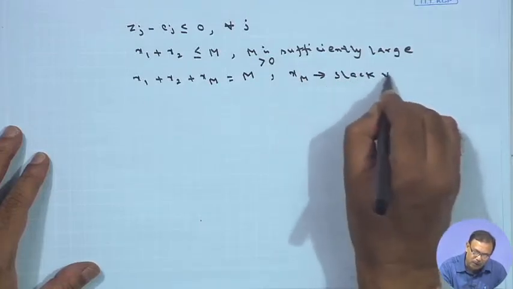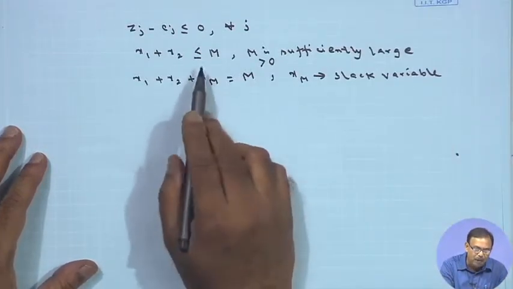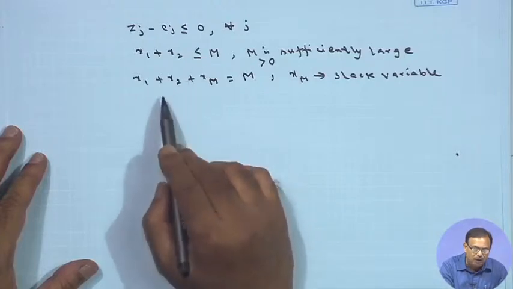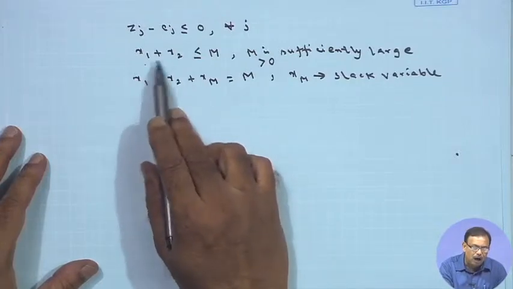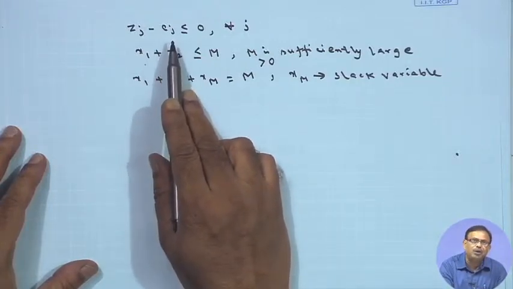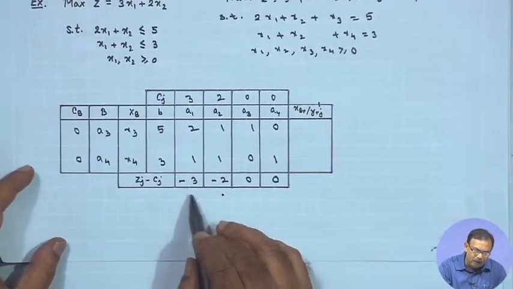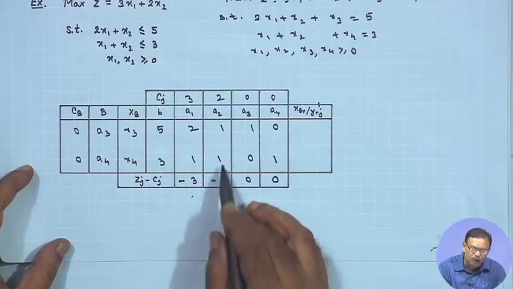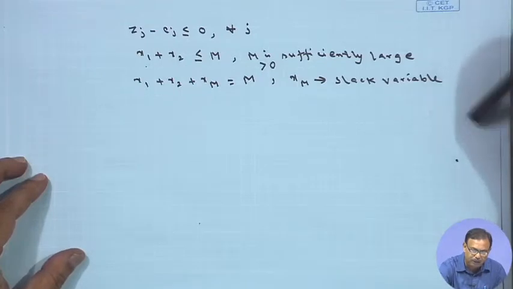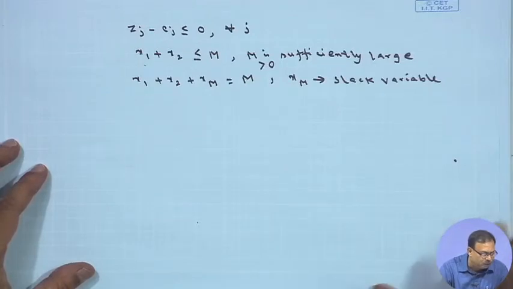Please note that x m is the slack variable in this case, and I am making this new inequality constraint into an equality constraint by adding the slack variable. And how have I chosen the value of j? j will be 1 or 2 or 3 or 4. It depends on for how many variables z j minus c j is less than 0. Here I am finding that for x 1 and x 2 they are less than 0. Therefore, I have first made x 1 plus x 2 less than or equals m, then x 1 plus x 2 plus x m equals m.